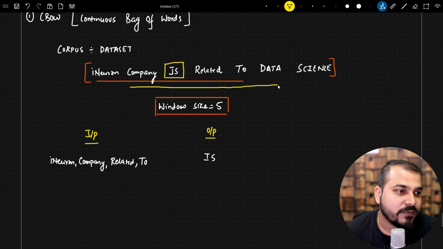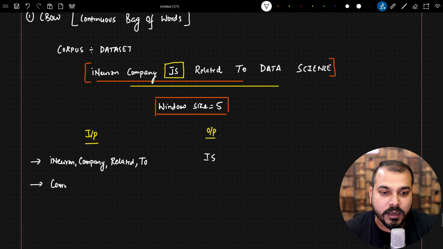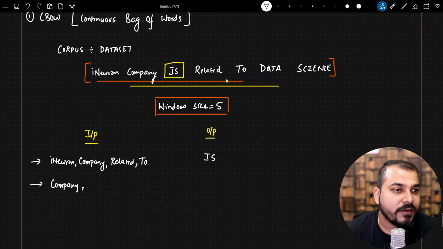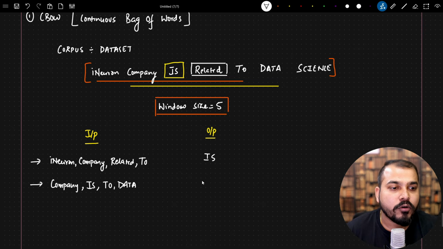Now the next step is that I will move this window by 1 step and take the next 5 words. So the next 5 words over here are, so this is my sentence 1. Sorry, input 1, and now this will become my input 2. And here I will have company. Again, from all these 5 words, this is my center word, related. So here I'll write company is to and data. So this is my second input. And over here, the output will be related.